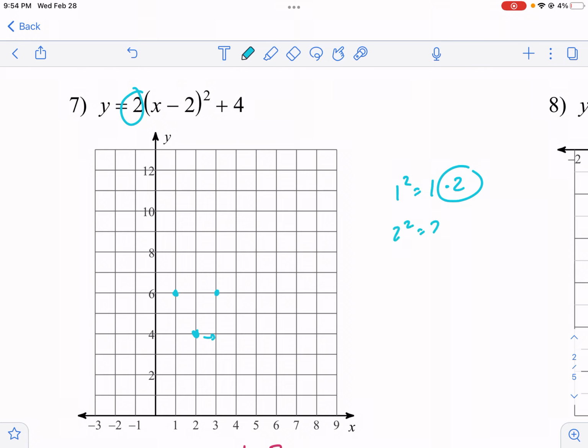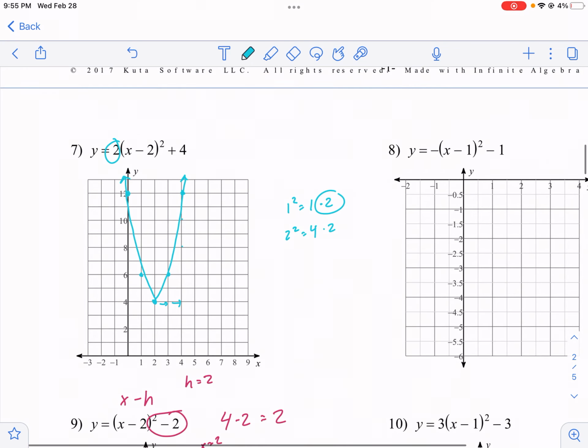2 squared is 2. I multiply it by 2. No, that's wrong. Sorry, going too fast. 2 squared is 4, times 2, and that's 8. So I go over 2 units, 1, 2. This time I'm going up 8: 2, 4, 6, 8. That's up here. Mirror it. I don't really have room for more points because I'm going to run out of space up here. So I'm guessing your teacher's going to feel the same way. That's perfect. That's what it looks like.